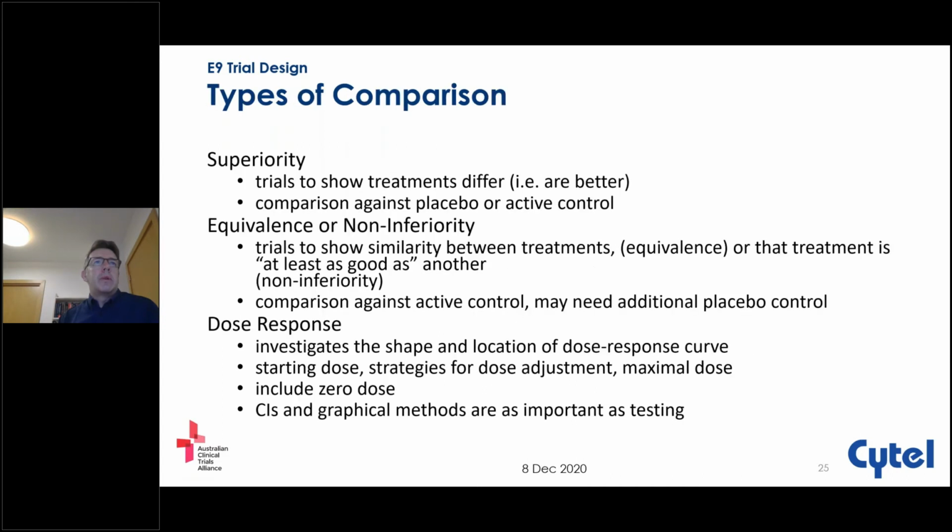Moving on, types of comparison, and I think now we would talk about types of objective of the trial. And here in one place, for the first time back in the 90s, it talked about the differences between superiority trials, equivalence trials, non-inferiority trials, and dose-response trials, and understanding the requirements for each type of objective that might be had there.